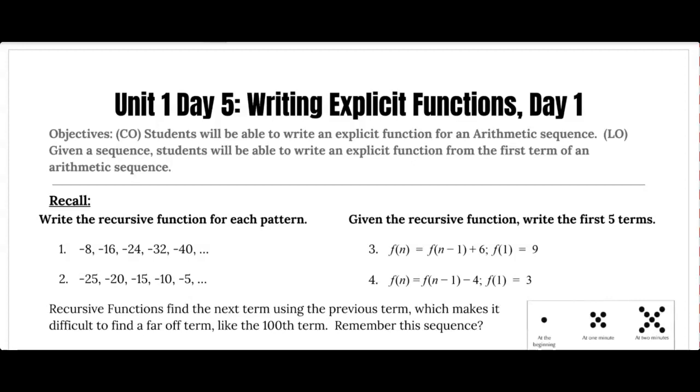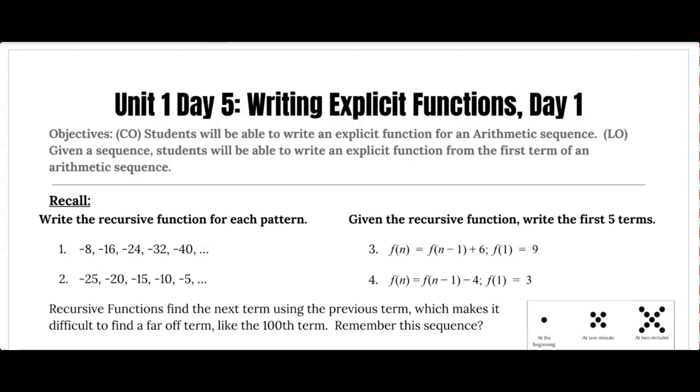This is Unit 1, Day 5, and we are writing explicit functions. So our objective today is that you will write an explicit function for an arithmetic sequence. Given a sequence, students will be able to write an explicit function from the first term of an arithmetic sequence.